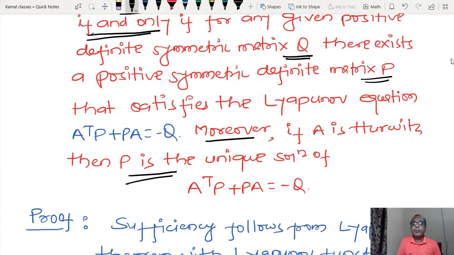If A is not Hurwitz, then I cannot talk about uniqueness of P. But if you fix A, then it is possible to show that for the solution of this Lyapunov equation, if A is Hurwitz and you select any Q, then whatever P I get is unique. I have just a unique choice. Does anyone have confusion? Have you understood this theorem?